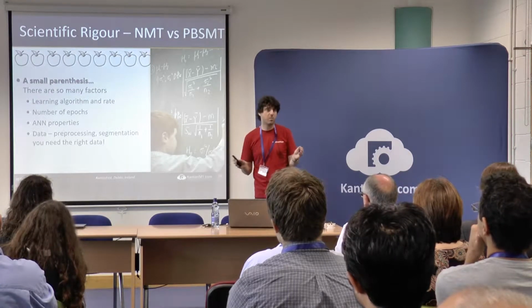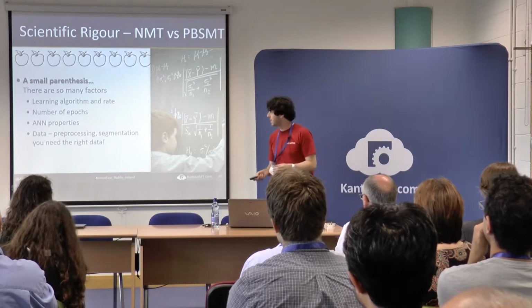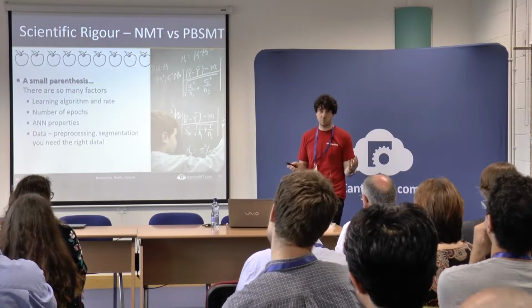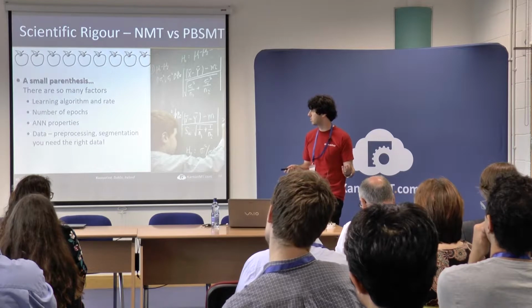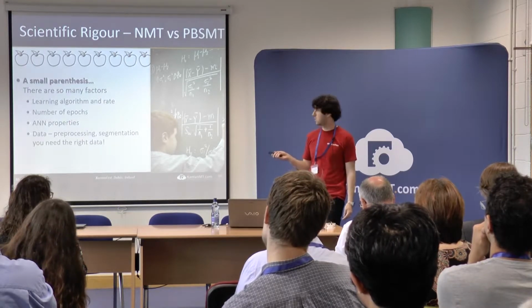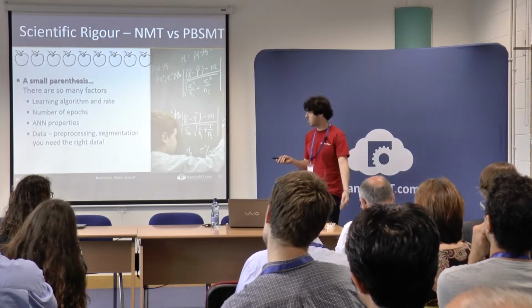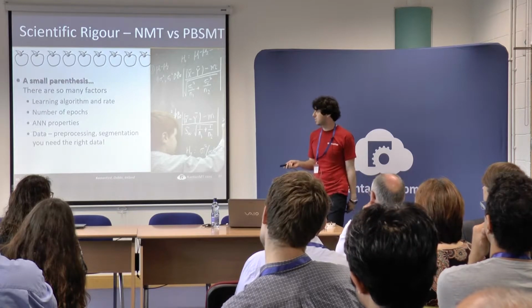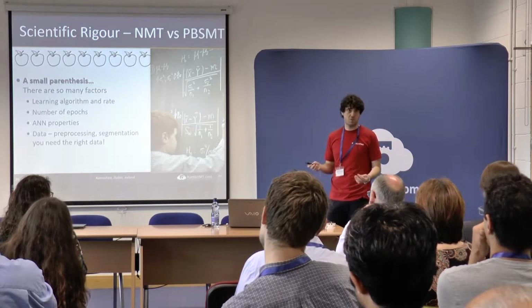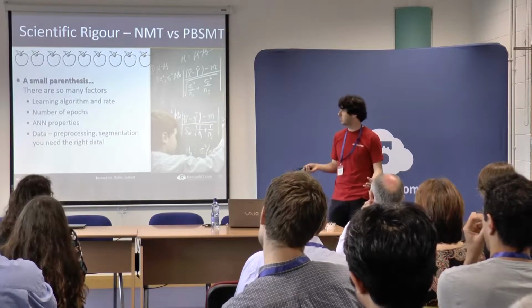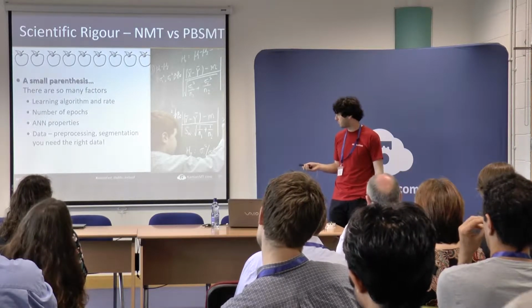And to open a small parenthesis here, again, there are so many factors that determine how a neural machine translation will look like, how the output of neural machine translation will look like at the end. For example, the learning algorithm that is used, the learning rate that is used in this architecture, the number of epochs, and you already mentioned this. What are the other properties of the neural network? Is it a deep neural network? How deep? How many neurons are there per layer, and so on.